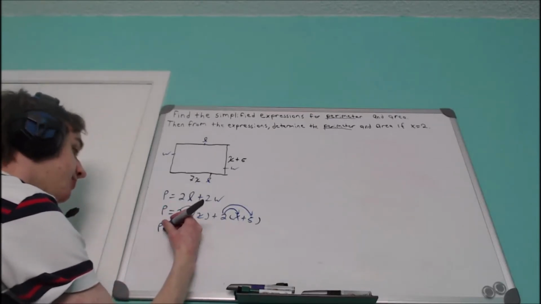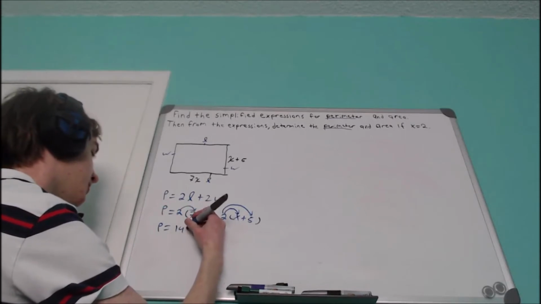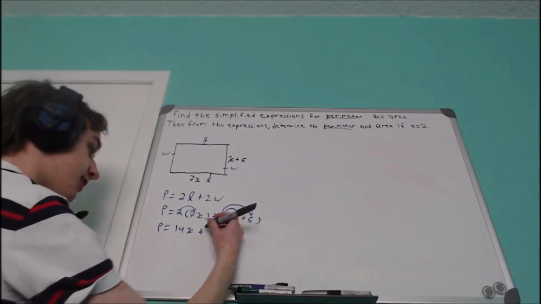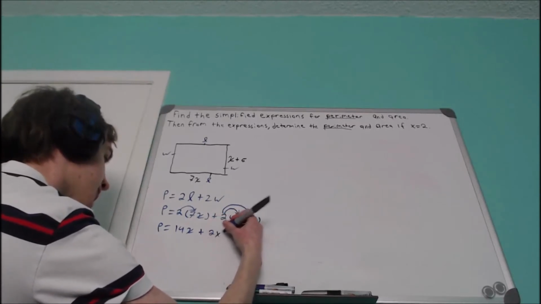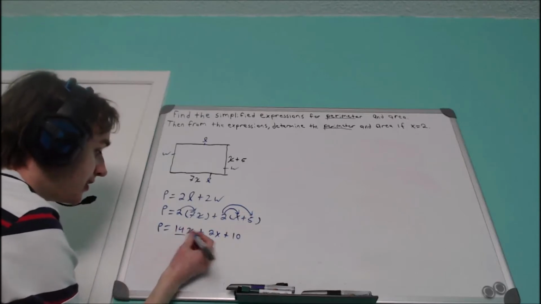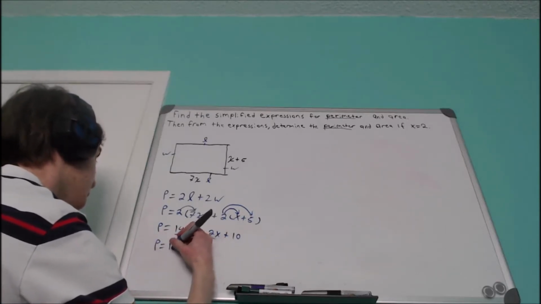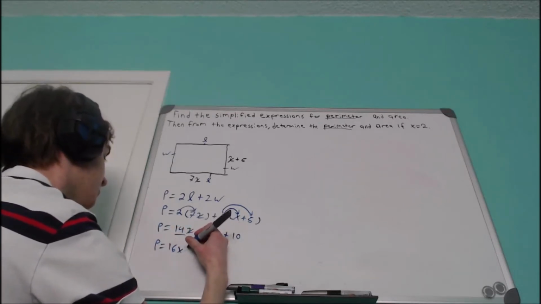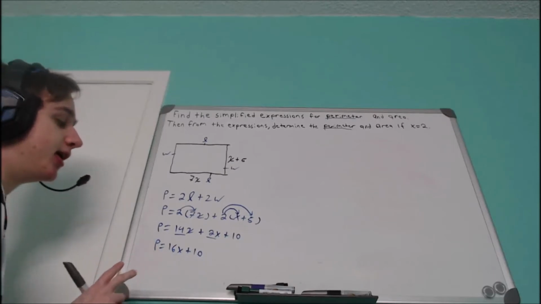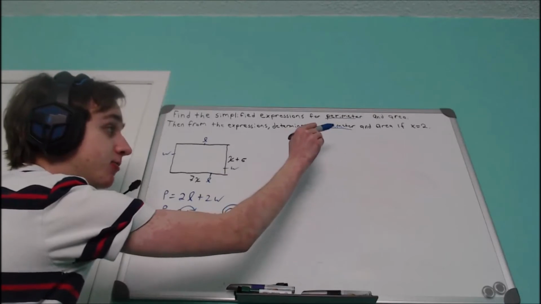Now we have P equals 2 times 7x, well that's 14x, right? Plus 2 times x, so that's 2x, plus 2 times 5, which is 10. Then we can collect the like terms here. We have P equals 16x plus 10. So that's the simplified expression.